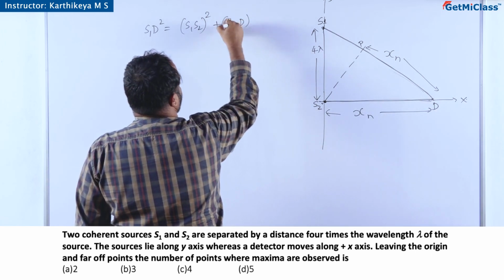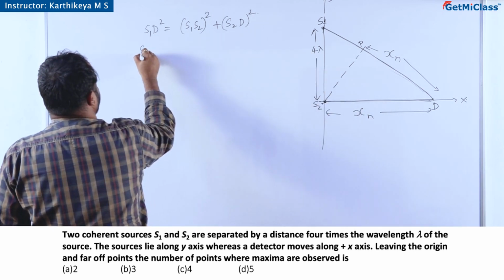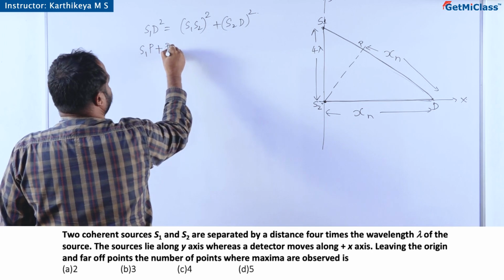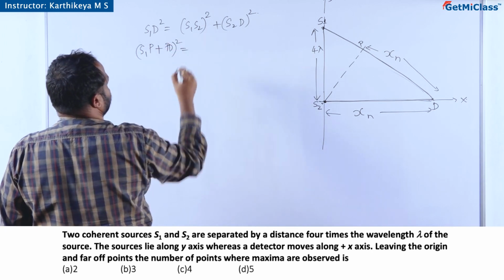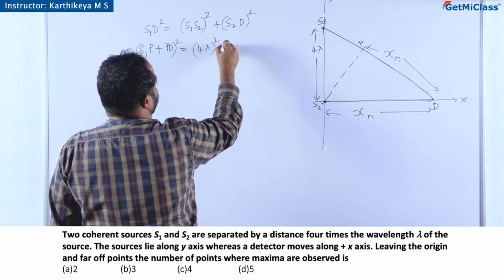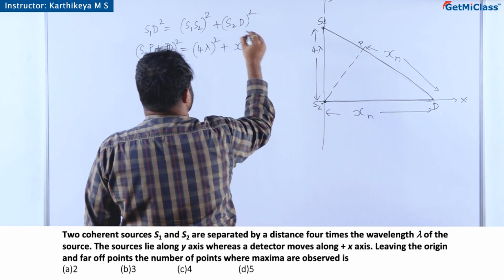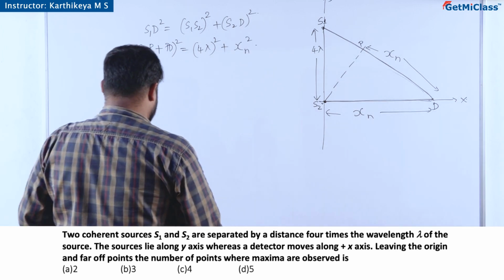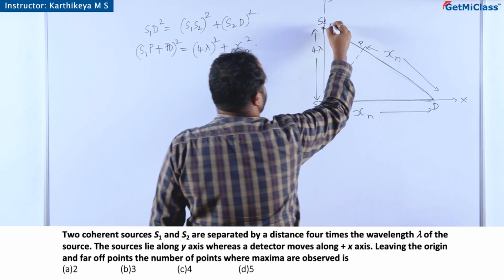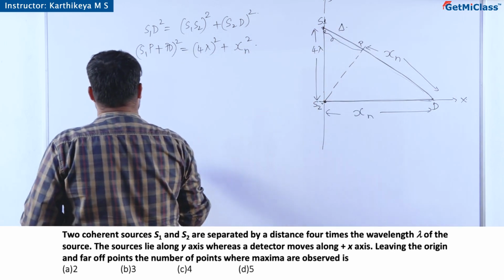S2D whole square. S1D whole square is (S1P plus PD) whole square. S1S2 square is (4 lambda) square. S2D is xn square. So here the path difference is S1P itself. This is the path difference.